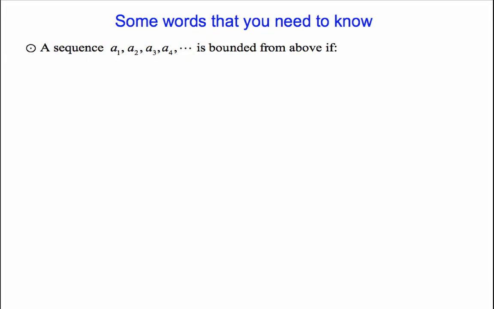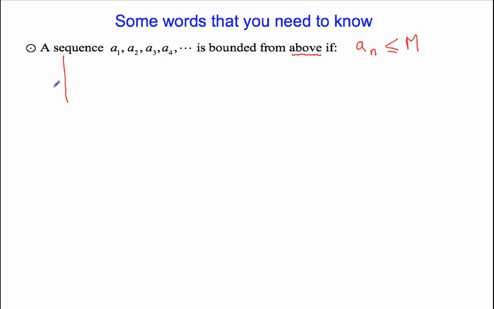Before I say anything else about the convergence of sequences, here are some words that you need to know, because if you read any textbook on calculus, you're certainly going to encounter them. First, a sequence A1, A2, A3, A4, etc. is said to be bounded from above if any member of the sequence, let's call that an, is less than or equal to some number m. Now this number m over here, I'm not saying what that is. It could be 5, it could be 5 million, it could be 5 trillion, but it has to be a finite number, else this sequence will go to infinity.